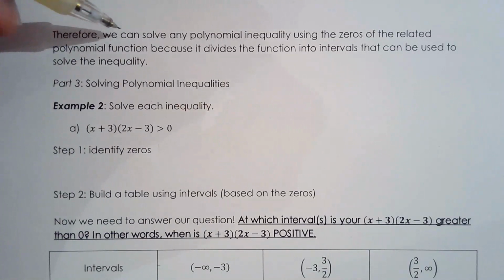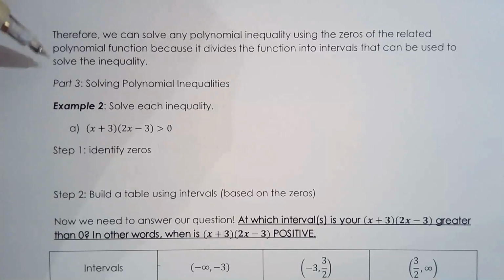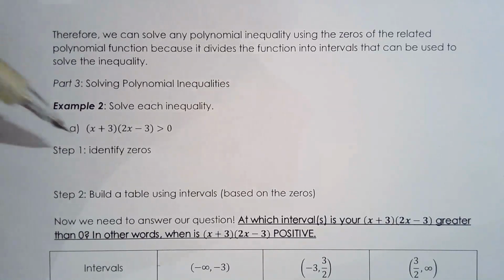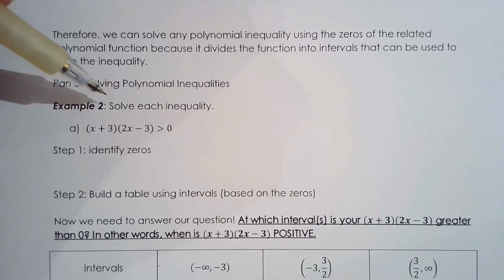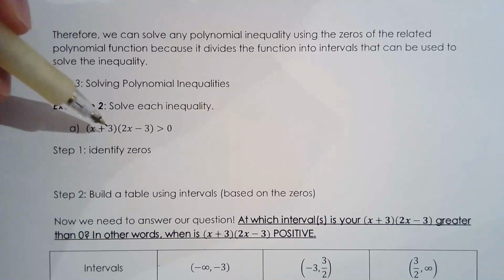Therefore, we can solve any polynomial inequality using the zeros of the related polynomial function because it divides a function into intervals that can be used to solve the inequality. So basically, that's actually what I wanted you to write on the previous page. But that's essentially what I said, right? Okay, so now let's solve another inequality. But this time, this is a quadratic inequality.